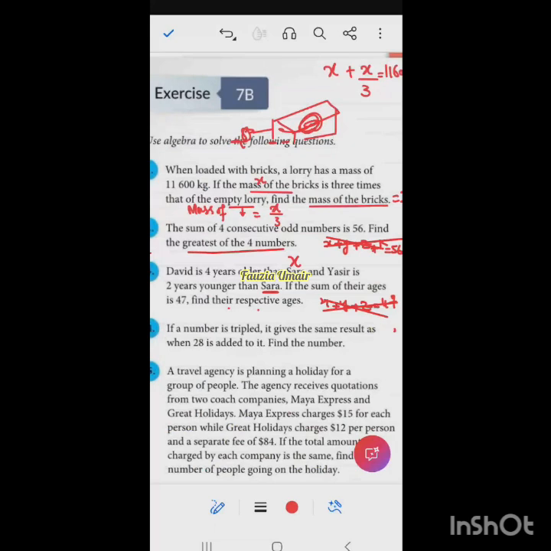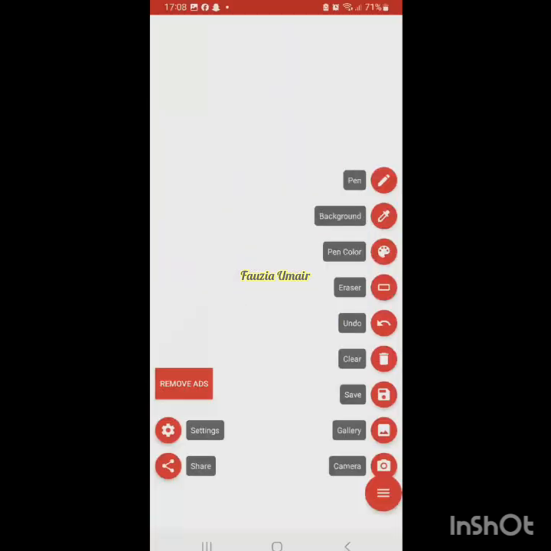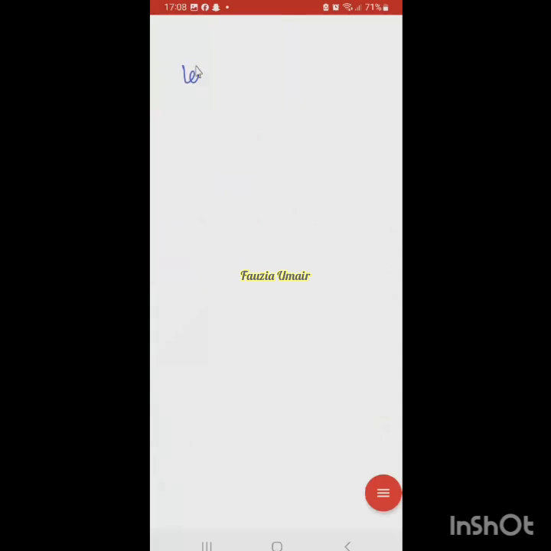All right. Moving on to the next question: if a number is tripled, it gives the same result as when 28 is added to it. Find the number. So what do we need to assume? Let x be the number. What you need to find, we assume it. Let x be the number.